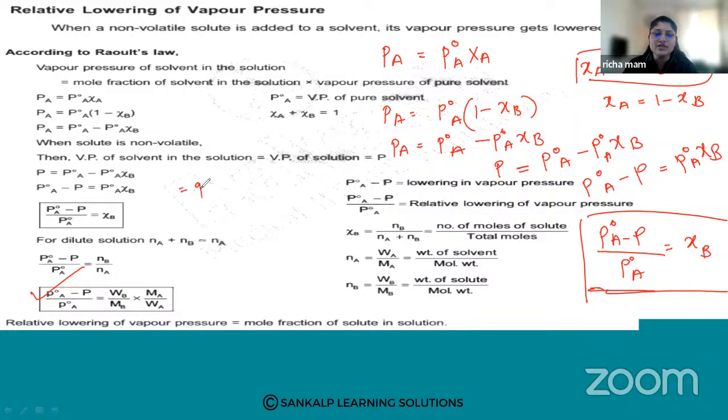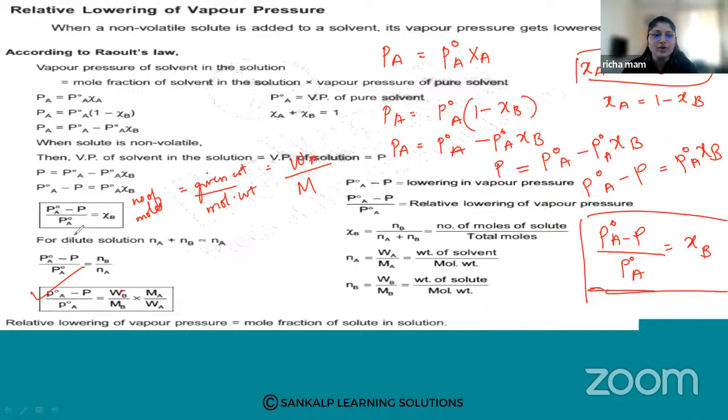Number of moles is given weight upon molecular weight. Given weight upon molecular weight is the number of moles. So given weight can be written as W and molecular weight is written as M. So we are having psi A and psi B. How will we write it? So W A, and W B, because the solute will be in the numerator.